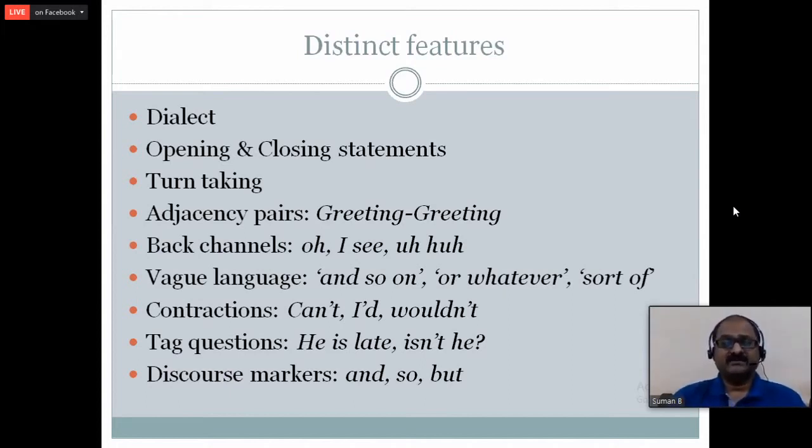Turn taking, right? In spoken English, turn taking happens very logically and meaningfully, as if it is pre-decided by somebody. Speakers and listeners know when exactly to offer and also take turns.